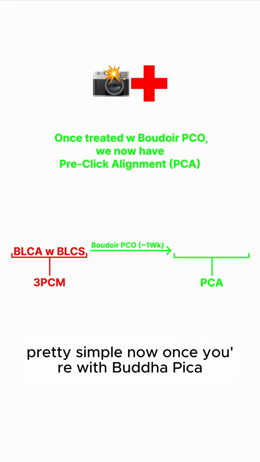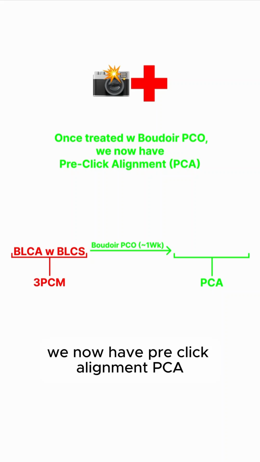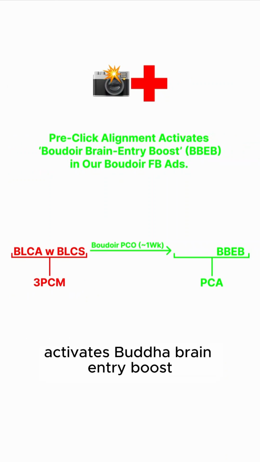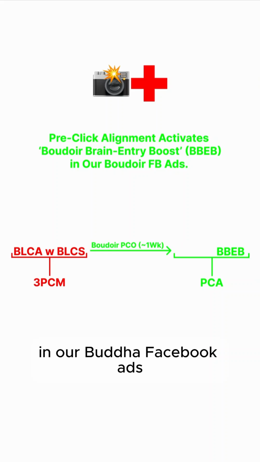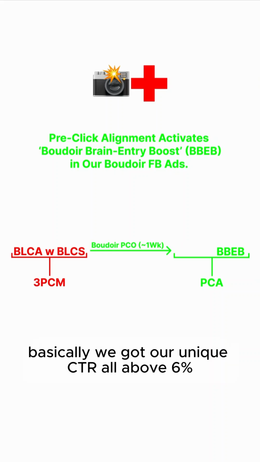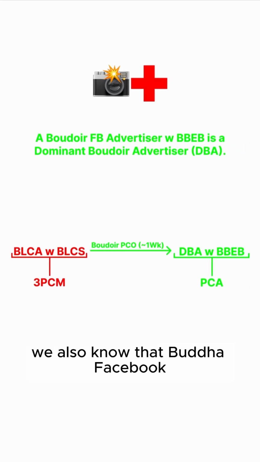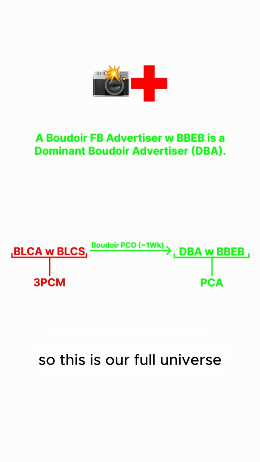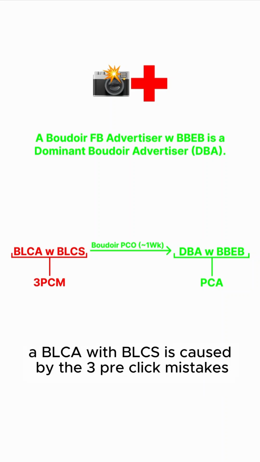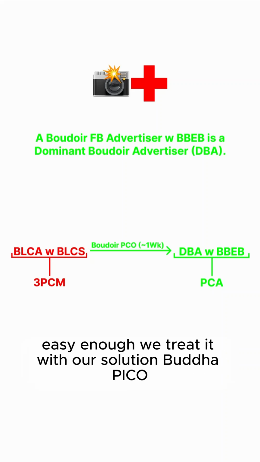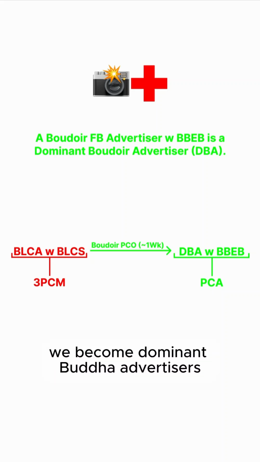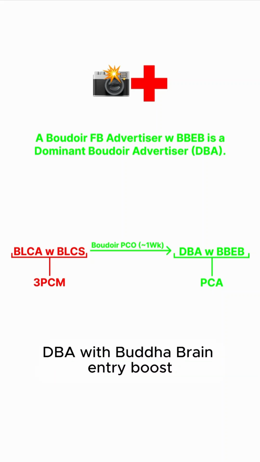Pretty simple. Once you're treated with Boudoir Pico, we now have pre-click alignment, PCA. So we get rid of the 3 pre-click mistakes. We achieve pre-click alignment, and pre-click alignment activates Boudoir brain entry boost in our Boudoir Facebook ads. Basically, we got our unique CTR above 6%. We also know that a Boudoir Facebook advertiser with Boudoir brain entry boost is a dominant Boudoir advertiser, a DBA. So this is our full universe. A BLCA with BLCS is caused by the 3 pre-click mistakes. Easy enough. We treat it with our solution, Boudoir Pico. It takes about a week. We achieve PCA, the pre-click alignment, and we become dominant Boudoir advertisers, DBA, with Boudoir brain entry boost.